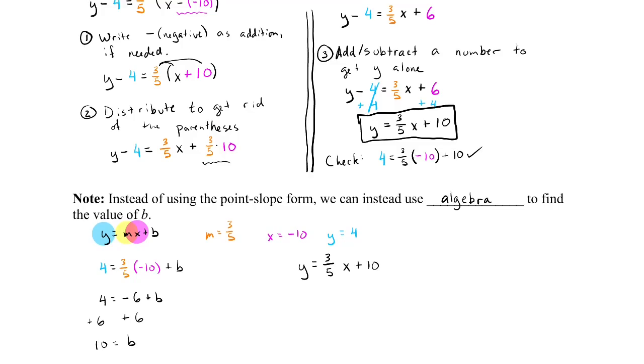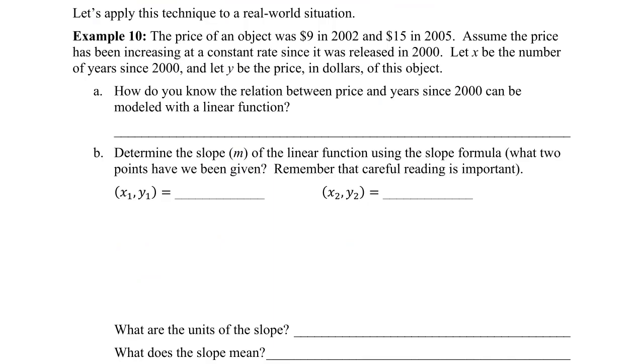So let's see another example. In this example, we are told that the price of an object was $9 in 2002 and $15 in 2005. We're going to assume that the price has been increasing at a constant rate since the object was released in 2000. Our variables are going to be x, the number of years since 2000, and y, the price in dollars of the object.